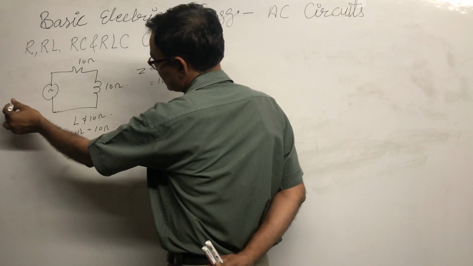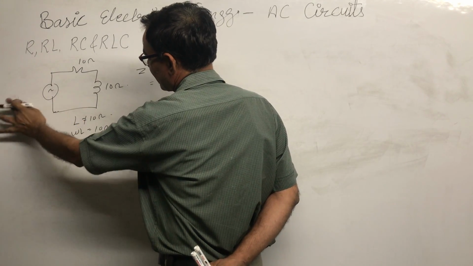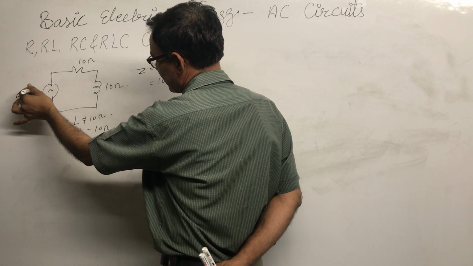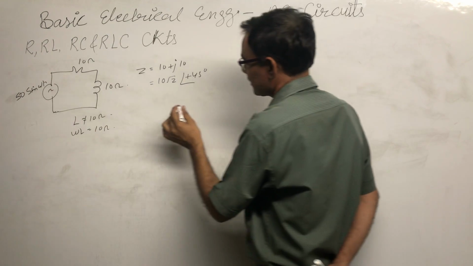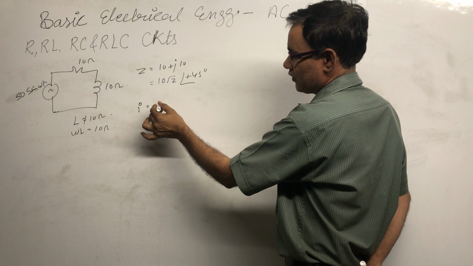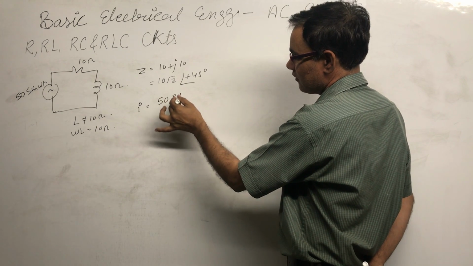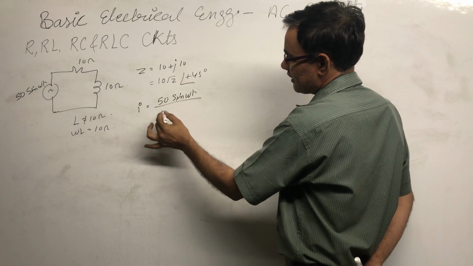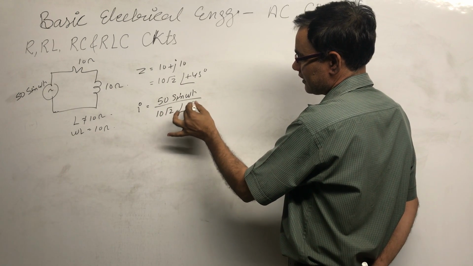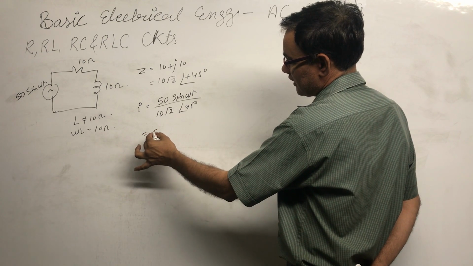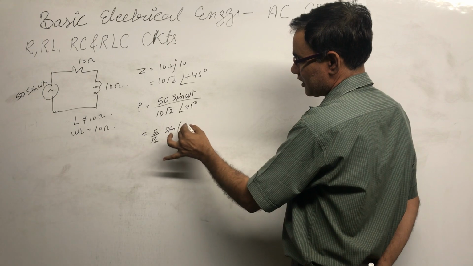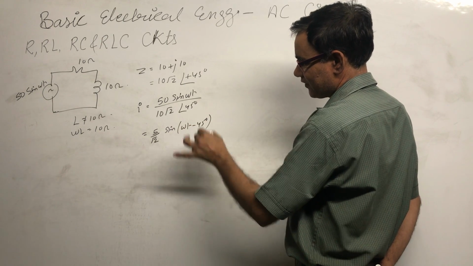So if the voltage is 50 sine of omega t, then the current I is equal to 50 sine of omega t divided by 10 root 2 angle 45 degrees. So this current is 5 by root 2 sine of omega t minus 45 degrees. This is the value of current.